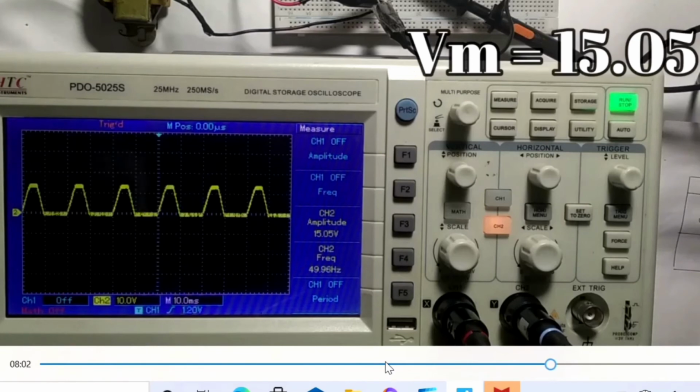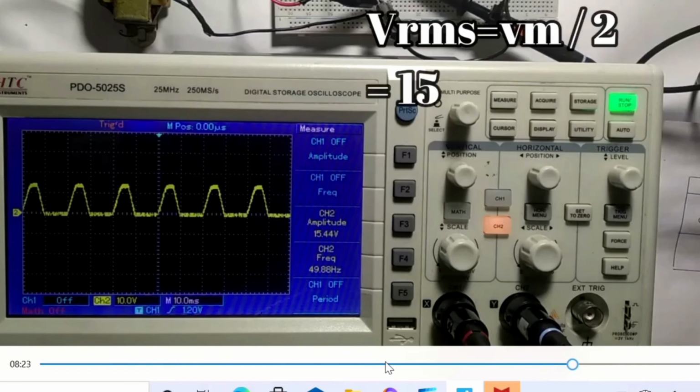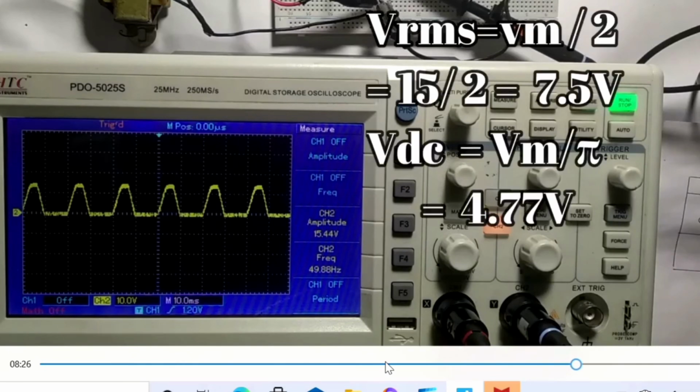So Vm equal to 15. We already know these things and will make calculations for the ripple factor. Maximum voltage equals 15.05 volt. Then observe our values. Vrms equal to Vm by 2, as given in the formula. So Vm by 2, 15.05 divided by 2, is 7.5 volt. VDC equal to Vm by pi, that is 4.77 volt. That's how we observed Vm, from Vm we calculated Vrms, and from the formula VDC equal to Vm by pi we observed the value 4.77 volt.